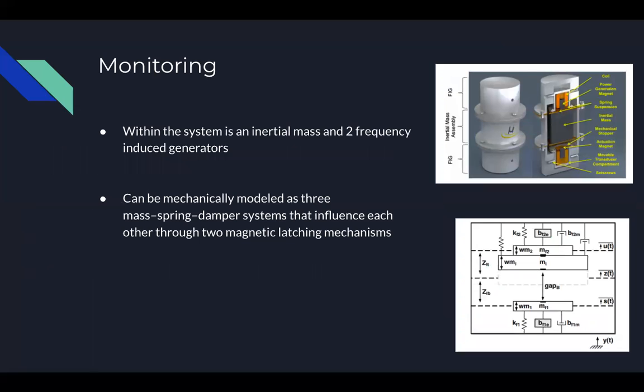Physically, these devices are housed in an aluminum case, and inside there's an inertial mass in the middle of two electromagnetic frequency induced generators. As the inertial mass moves, it pulls a spring along until a force imbalance on the system causes the two to separate. The free generator then resonates at its high natural frequency, which converts the stored mechanical energy in the spring into electrical energy. Mathematically, these systems can be modeled as three mass spring damper systems that influence each other through magnetic latching systems. You can see that in the bottom right figure.